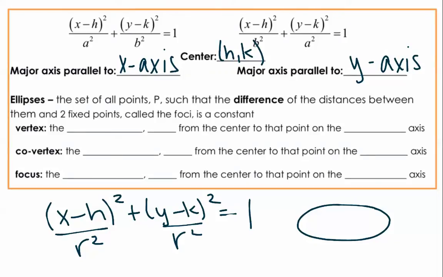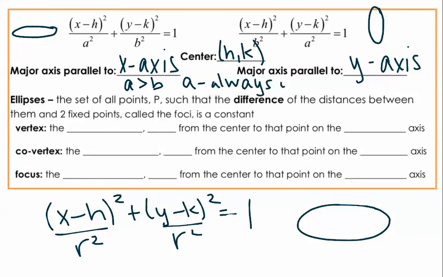So ellipses where the major axis is parallel to the x-axis are going to look long and skinny sideways, and then where they're parallel to the y-axis would be tall and skinny up and down. Now something that you can take from this is that a is always going to be larger than b, and that a value is always with the major axis. So a is always with the major axis.